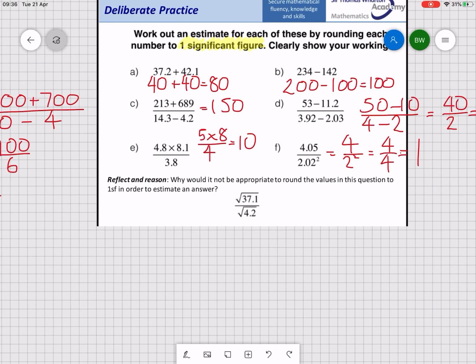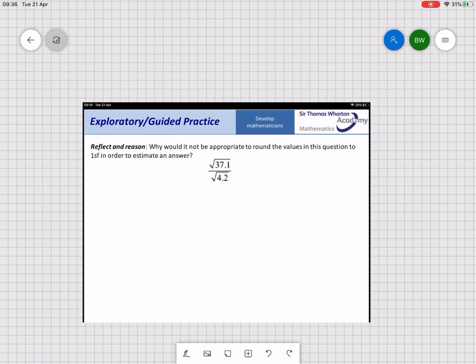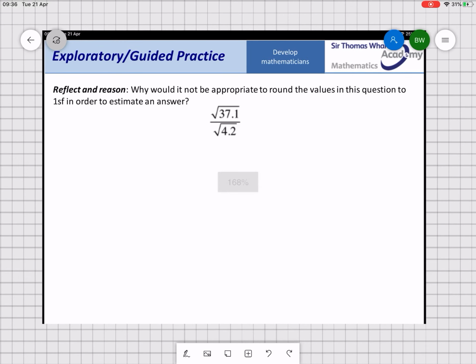Now, let's look at that bottom question. So it says, reflect and reason. Why would it not be appropriate to round the values in this question to one significant figure in order to estimate an answer? So we're looking at why it's not appropriate. Next, we have a look here at the question a bit bigger. Now, let's think about if we did round the values to one significant figure, what would the answer be?